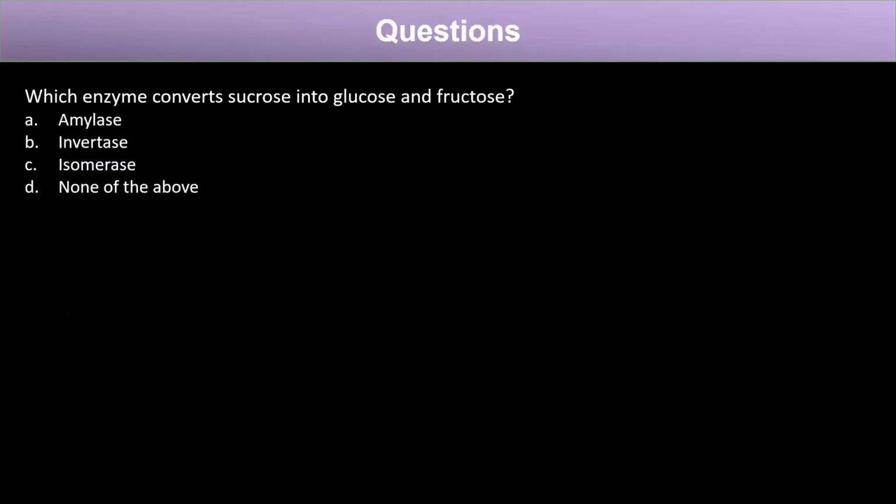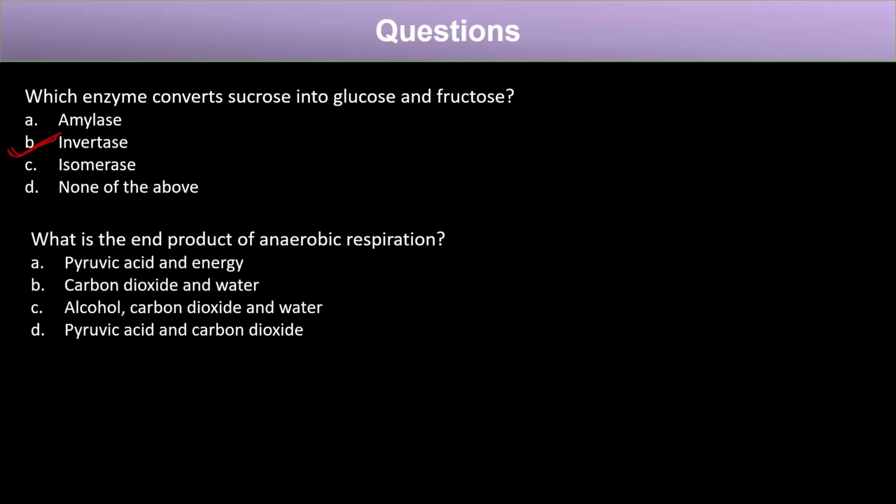The first question is, which enzyme converts sucrose into glucose and fructose? In glycolysis, the major substrate is glucose or fructose. But if sucrose comes, it first gets converted into glucose and fructose. And which enzyme does so? It gets converted by the enzyme known as invertase. So the correct answer is invertase.